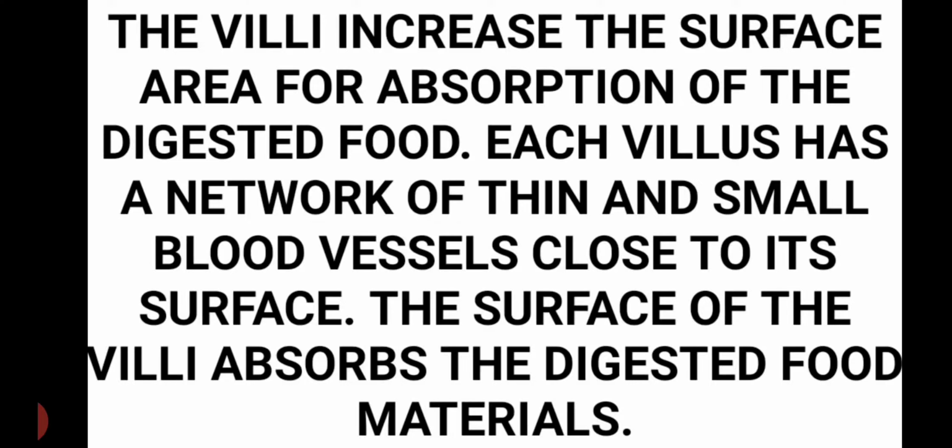That means the small intestine is a tube-like structure and it is already 7.5 meters long, but because of the presence of villi in the small intestine, it increases the surface area of absorption. Each villus has a network of thin and small blood vessels close to its surface. That means the villi are surrounded or covered by small and fine blood vessels. These blood vessels absorb the digested food material from the intestine.